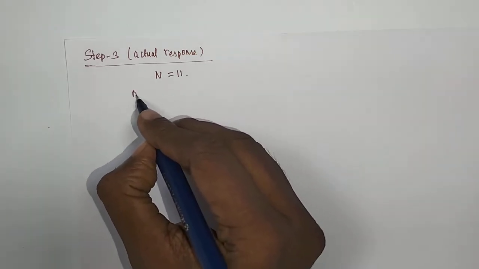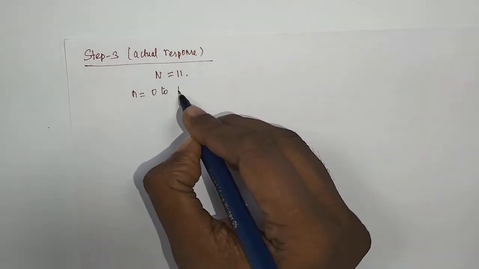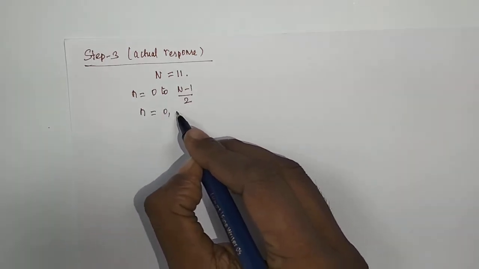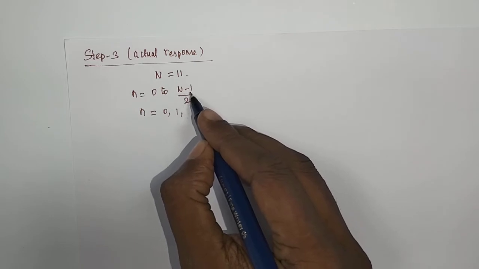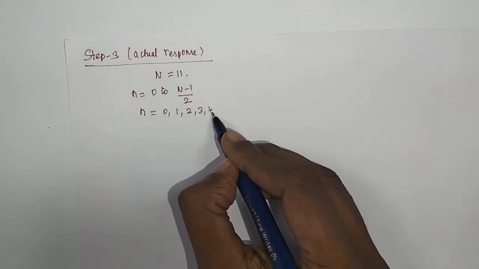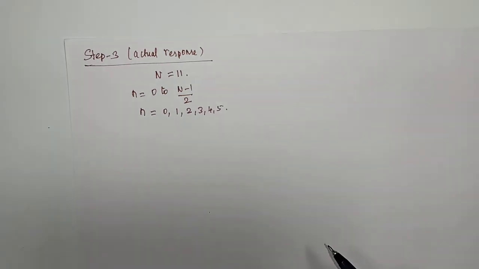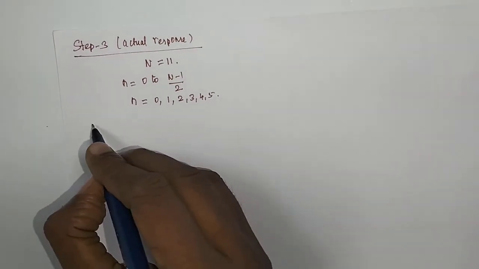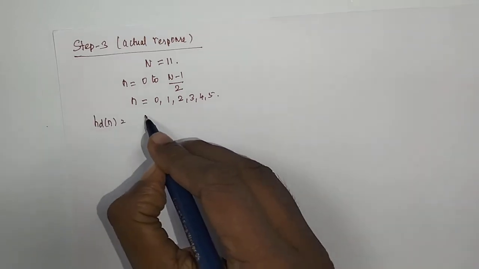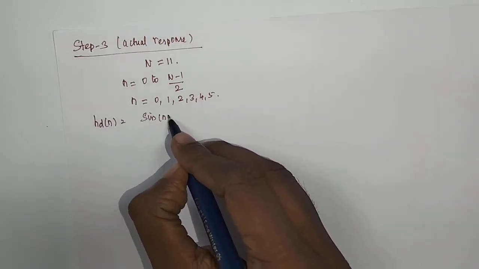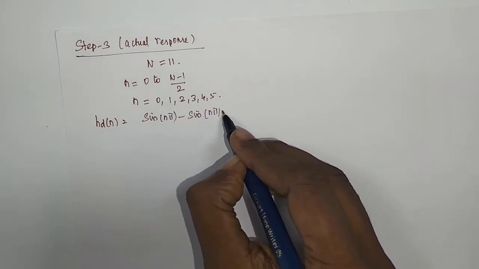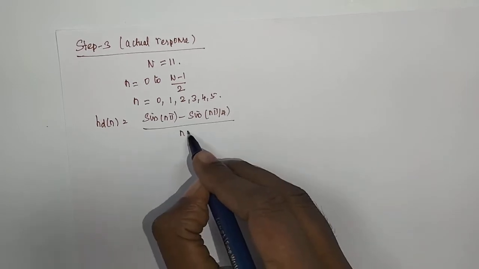So n is equal to 0 to n minus 1 by 2. So n takes from 0, 1, that is 11 minus 1, 10, 10 divided by 2, 5. 0, 1, 2, 3, 4 and 5. Okay. So from this, first find h of n. You know that hd of n is equal to sin n pi minus sin n pi by 4 divided by n pi.